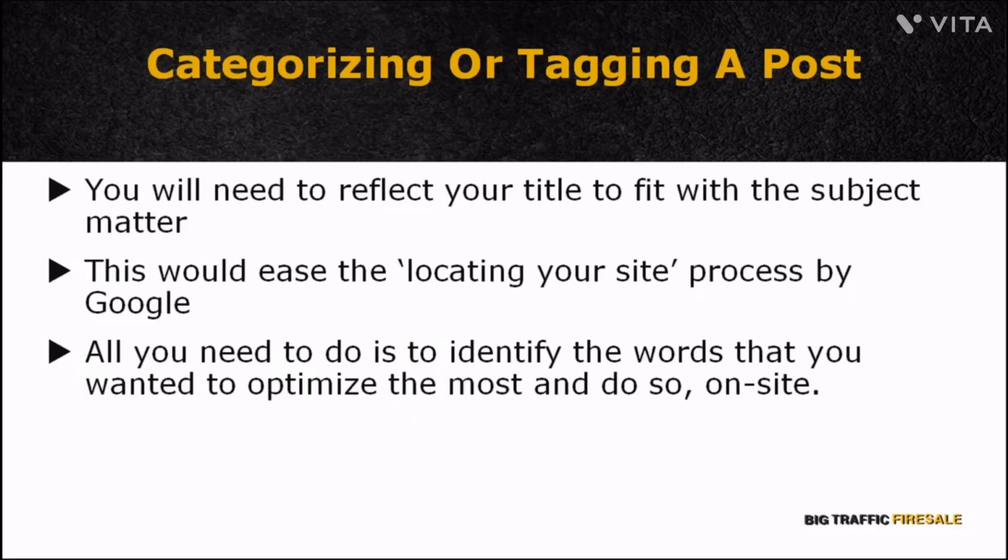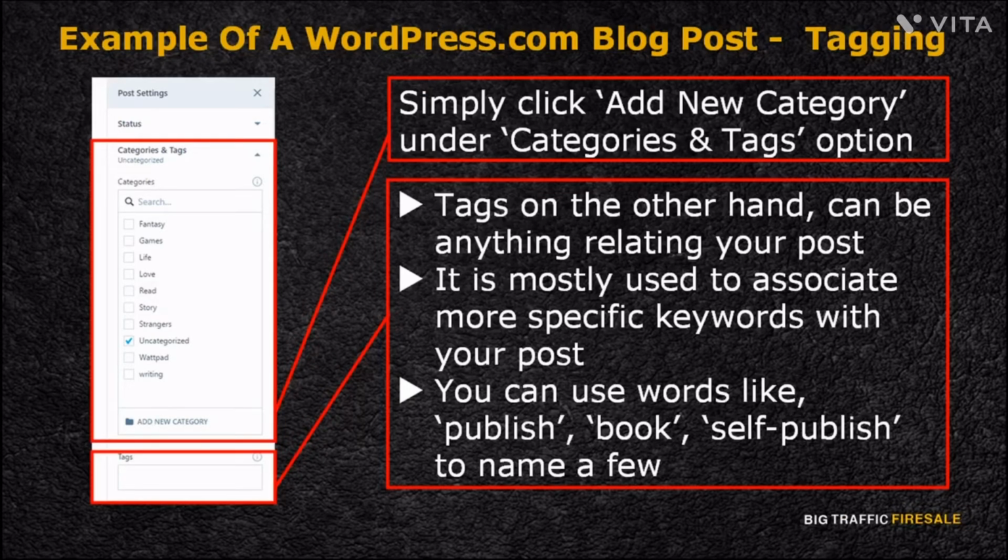When it comes to categorizing or tagging your post, you'll need to reflect your title to fit with the subject matter. This would ease the locating of your site by Google. This is one of the basic formulas you could easily solve within your site. All you need to do is identify the words you want to optimize the most and do so on site. Simply add new category under the Categories and Tags section. Tags, on the other hand, can be anything relating to your post. It's mostly used to associate more specific keywords with your post. You can use words like publish, book, self-publish, to name a few. Now, let us continue with the next agent.